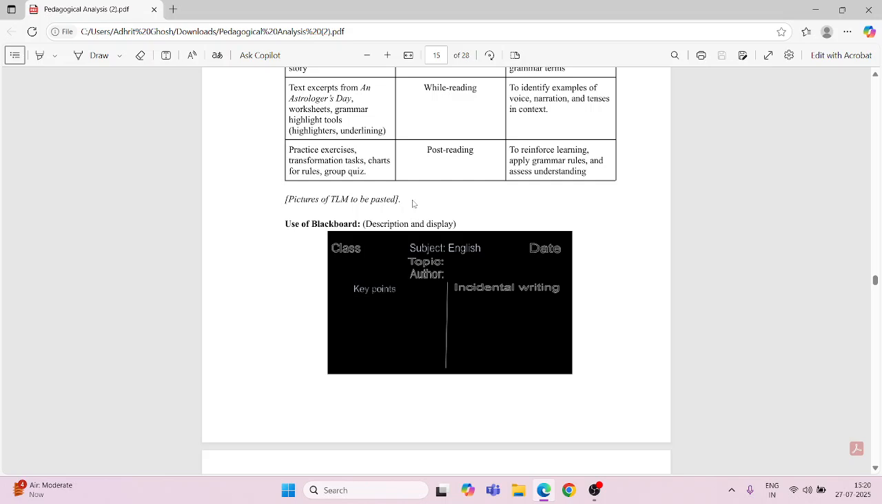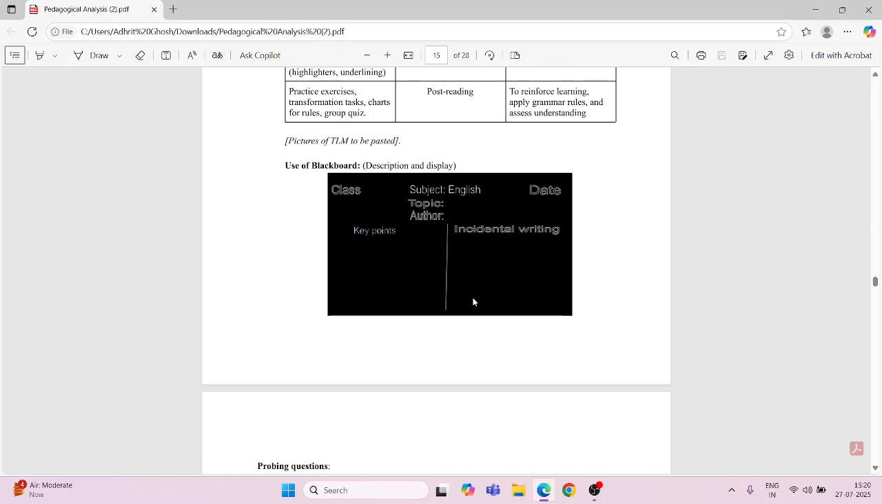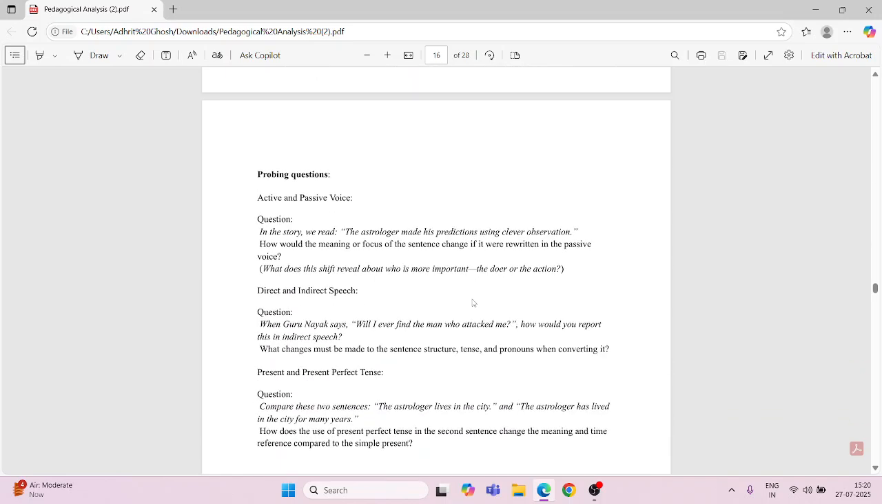You have to paste the pictures of the TLM. Then the board work is to be done. Here you don't write word meanings because you're doing grammar. So you write the key points to be taught and the incidental writing. If you're teaching them with examples or whatever, you write that in the incidental writing.